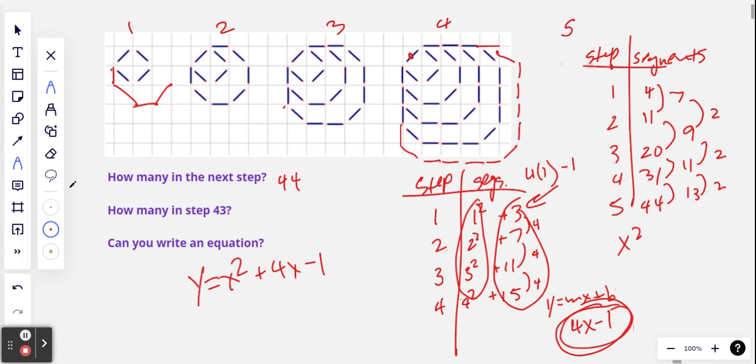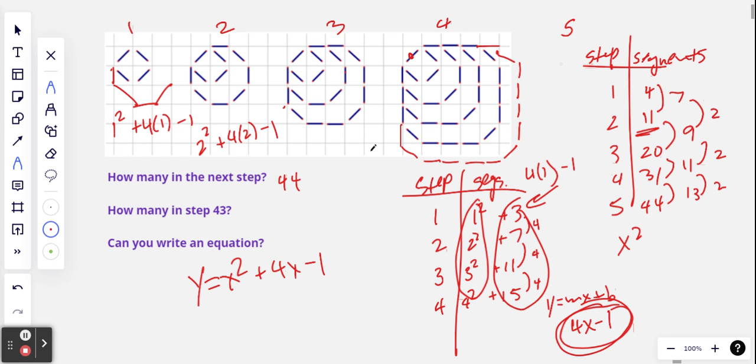Let's test this, make sure it's working with at least a couple of steps. So in step 1, it would be 1 squared plus 4 times 1 minus 1. 1 squared is 1, minus 1 is 0, 4 times 1 is 4, we have 4. So that checks out. Let's try it with 2. We won't do all of these, but we'll try it with one more. 2 squared plus 4 times 2 minus 1. So that'd be 4 plus 8 is 12, minus 1 is 11. Yeah, checks out. So I think this equation is working.